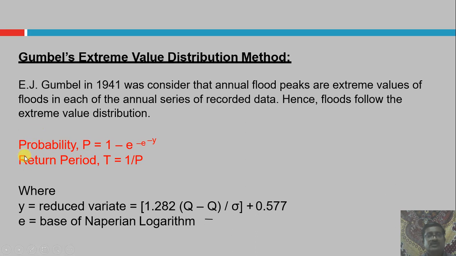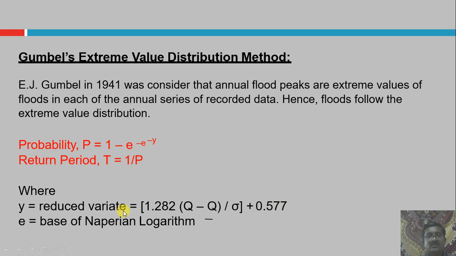So two equations are associated with that in the same way. Only this equation was changed, where probability P is equal to 1 minus e raised to minus e raised to minus y. And the return period, as we have seen, T is equal to 1 divided by P. Where y is the reduced variate, and this is given by this formulation.